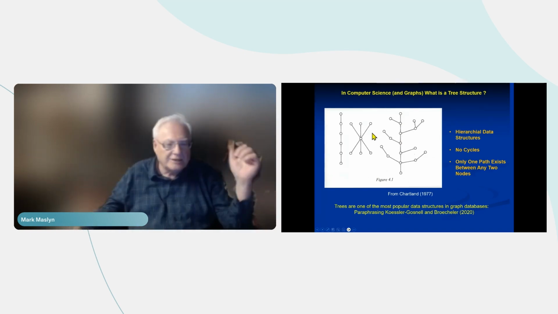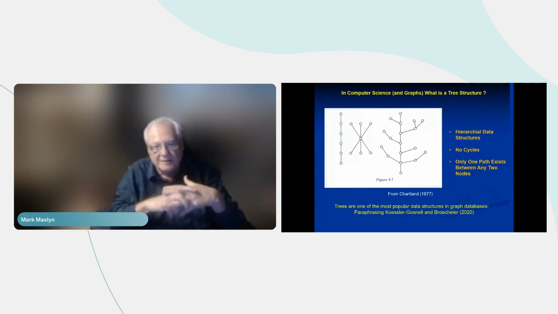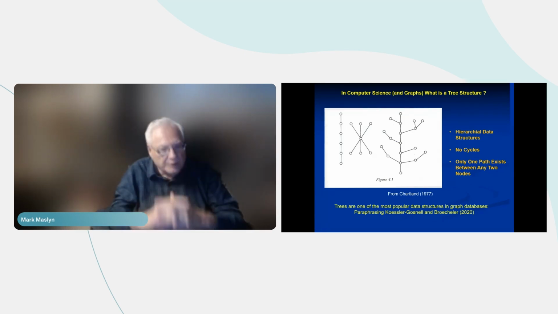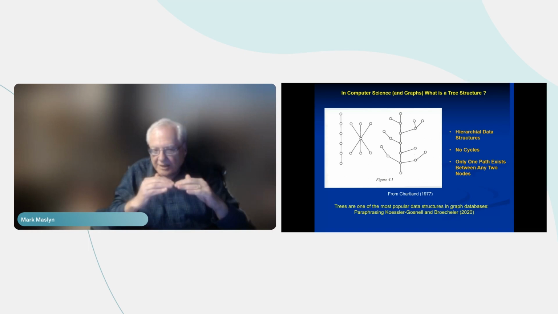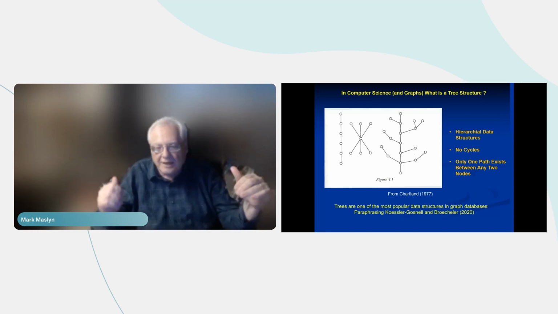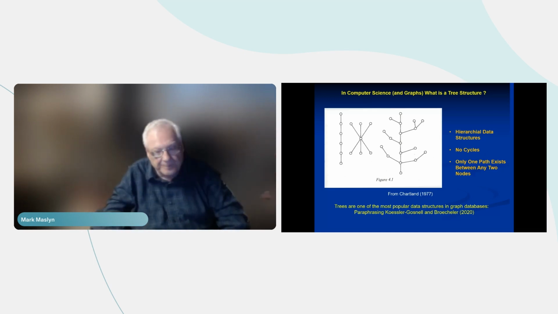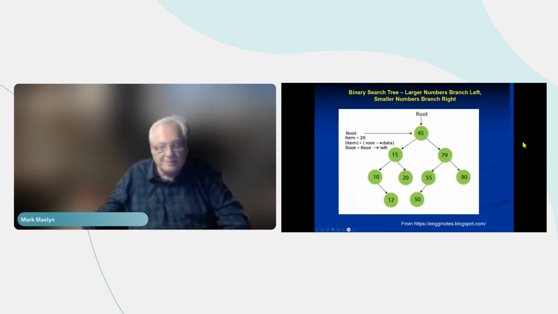But I want you to take a close look at this one in the middle, because this particular tree structure is something that we're going to see later in the talk. Notice that basically what you have is a series of nodes and links that come to a center point, and it looks like it's almost mirrored coming on down from there. And one last comment on tree structures here: they're one of the most popular data structures in graph databases, and I'm paraphrasing an article by the two people listed at the bottom of the slide.